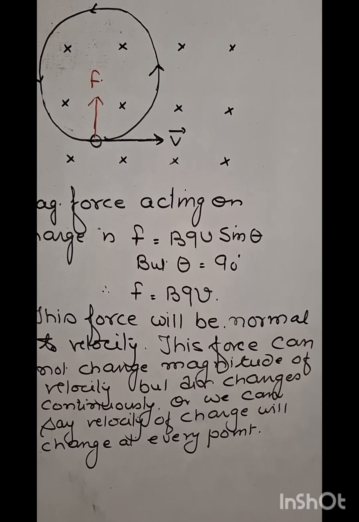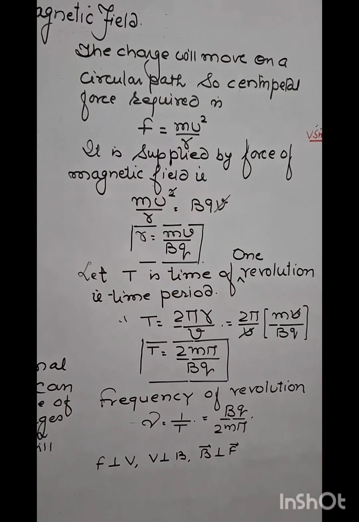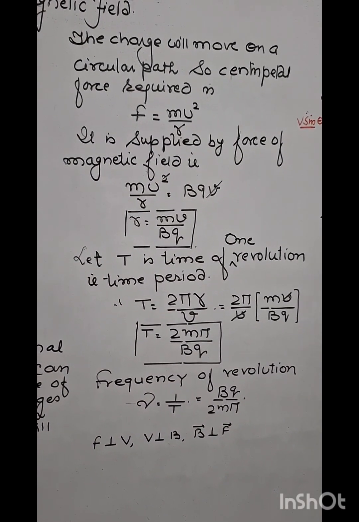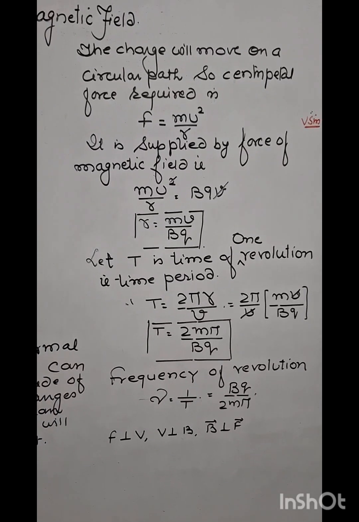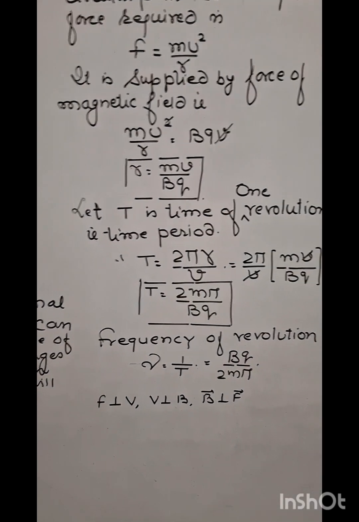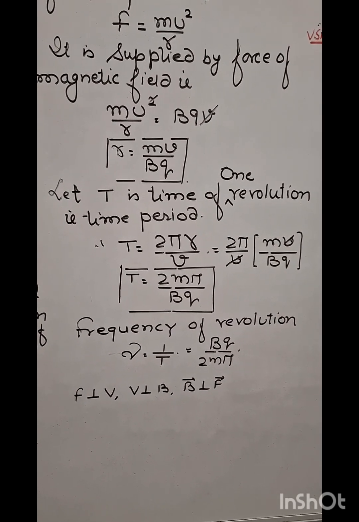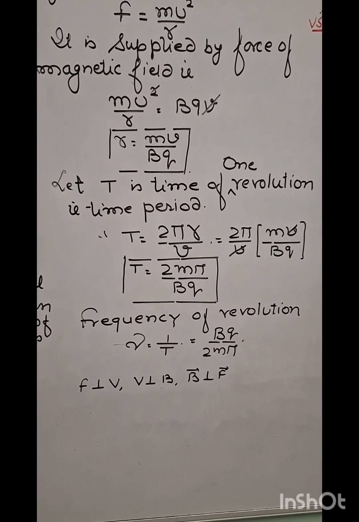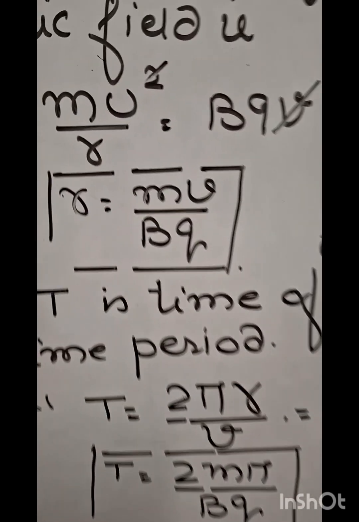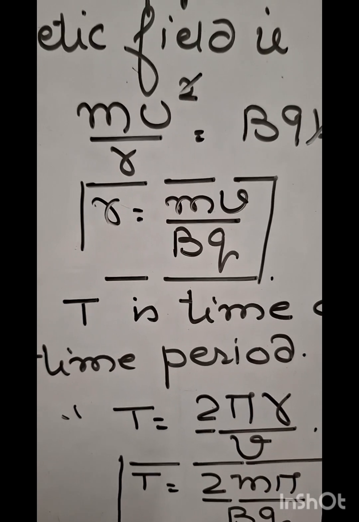in circular path. To move in circular path, the particle will require a centripetal force, that is F is equal to mv square upon r. This centripetal force is supported by force of magnetic field, that is mv square upon r is equal to BQV, or we can say radius of the circular path is r is equal to mv upon BQ.